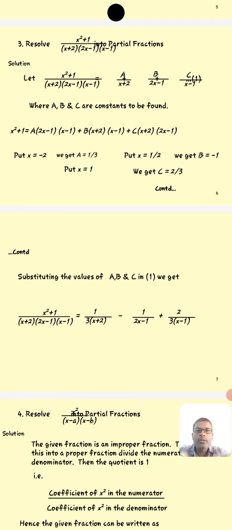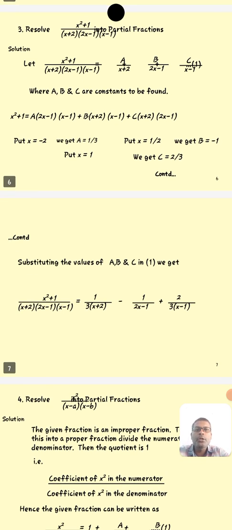The same way, put x equal to 1 by 2. Whenever we put x equal to 1 by 2, the A term will be 0 and also the C term will be 0. In the place of x, we substitute 1 by 2. 1 by 2, 1 by 2 cancel, 1 minus 1 is equal to 0. 0 multiplied by anything will be 0. So we get B is equal to what? Minus 1.